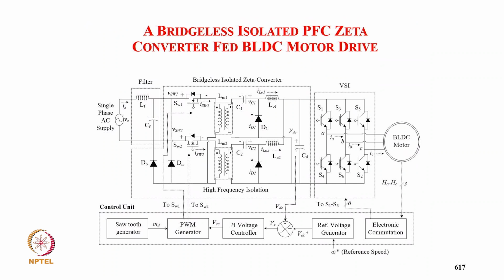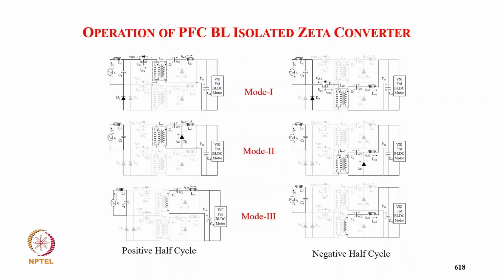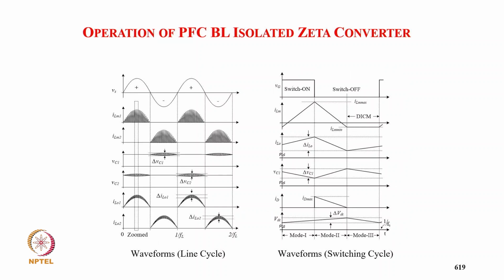So coming to now a bridgeless isolated power factor correction Zeta converter. One converter for the positive half cycle, another for the negative half cycle, and only DC link voltage control for speed control, and electronic commutation using Hall effect sensors. And the modes: for the positive half cycle, device conducting, diode conducting, none of the two conducting, for the negative half cycle converter also. And then you can see in the waveforms that the magnetizing inductance currents of both converters are discontinuous, capacitor voltages are continuous, and the output inductor is also continuous.